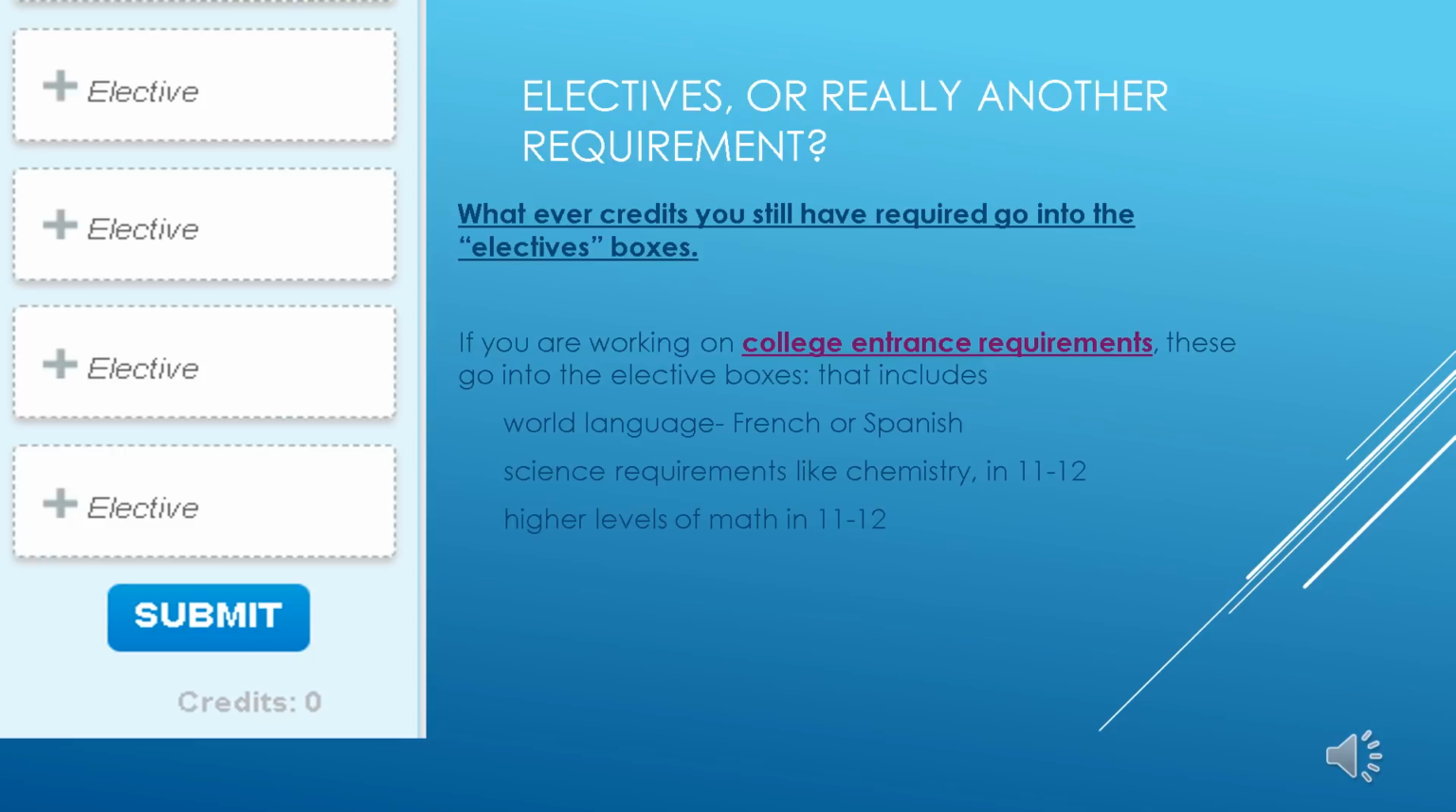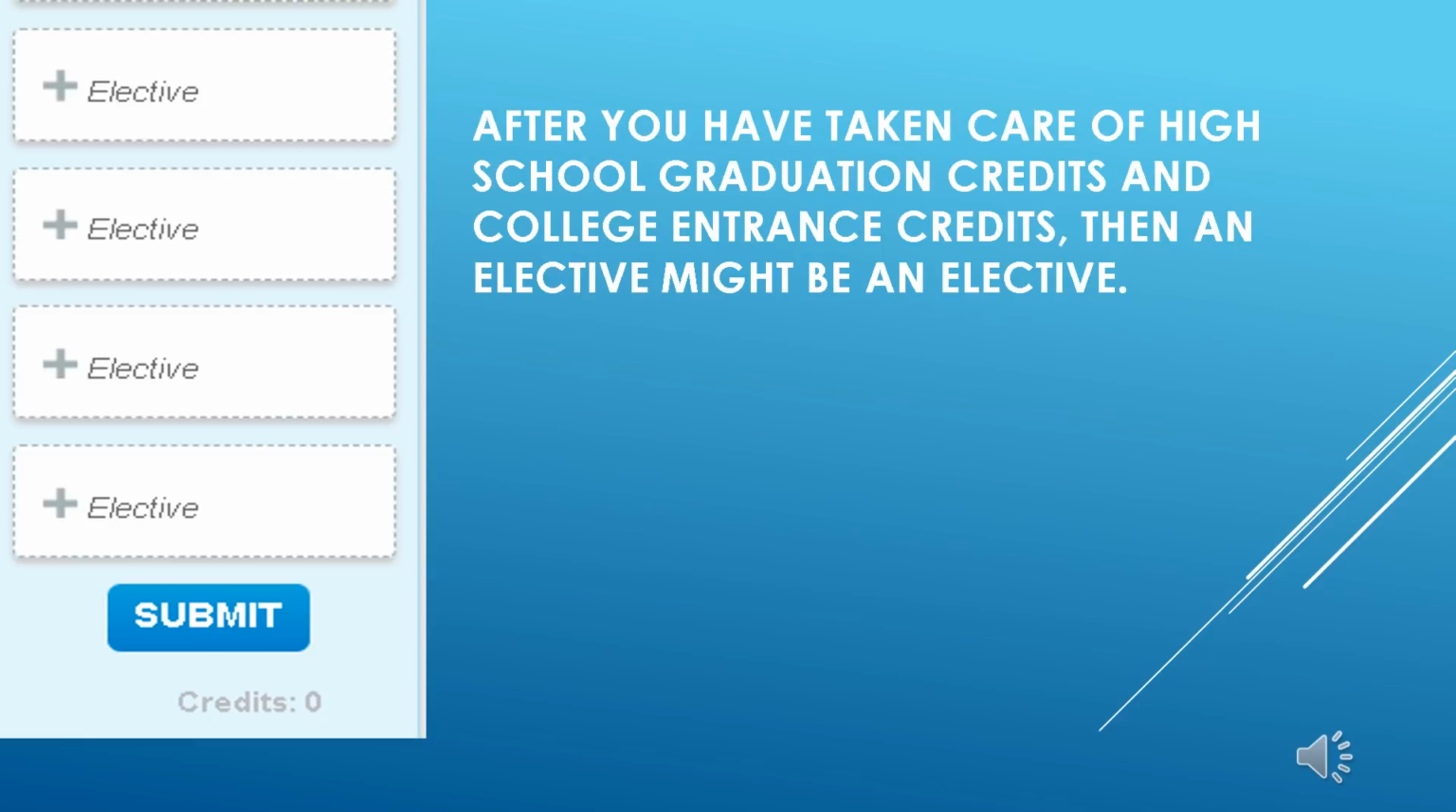Generally, for grade 11, this is where you are looking at world language classes and higher levels of science and math to be on track for college entrance. And the same thing goes for grade 12. Academic rigor is your priority for college entrance. So once again, once you've taken care of grad requirements and college entrance requirements, you can consider an elective for personal interest.